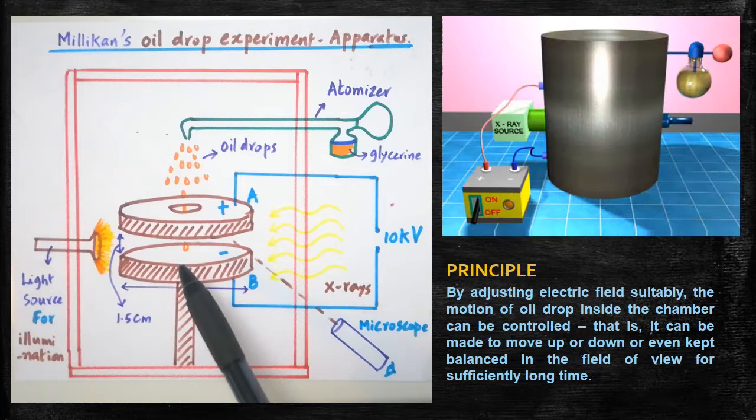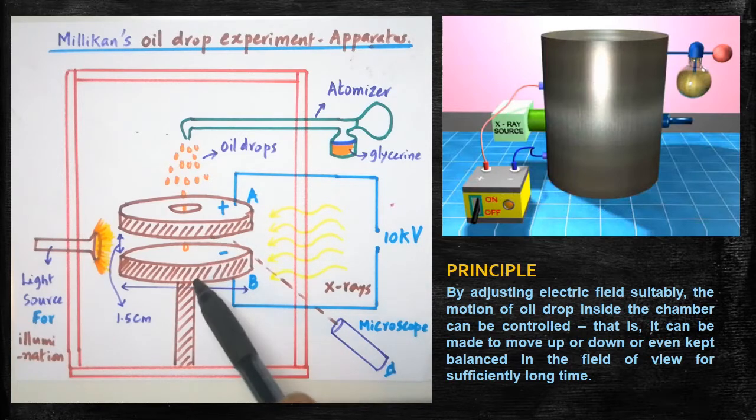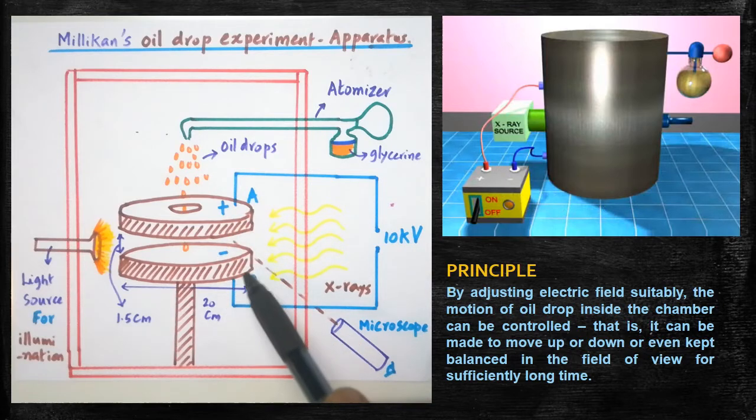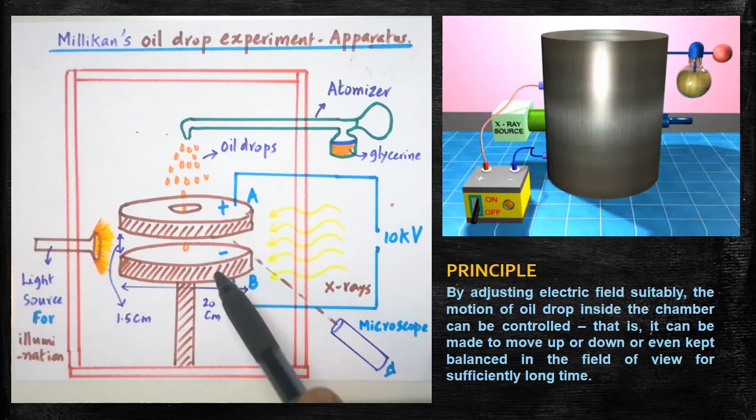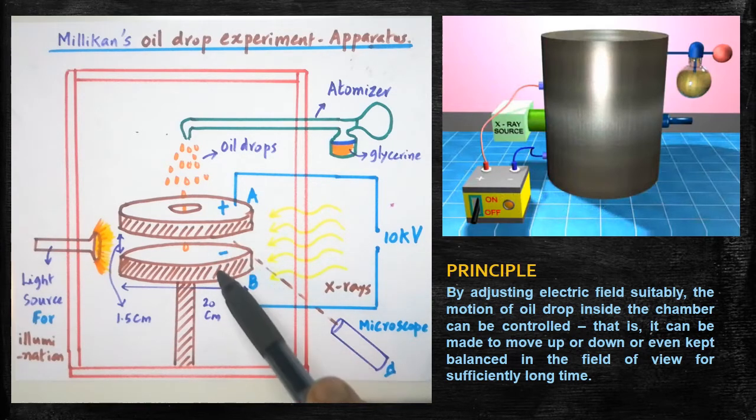Look at that. Here, the apparatus consists of two horizontal circular metal plates. The upper plate is named A and the lower plate is named B. The diameter of each plate is around 20 centimeter. These two plates are separated by a small distance of 1.5 centimeter. The distance between these two plates is 1.5 centimeter.